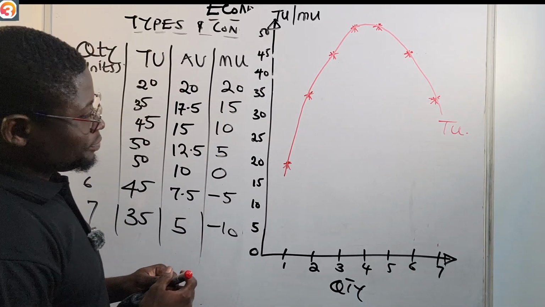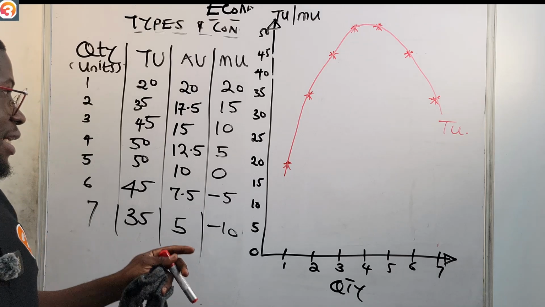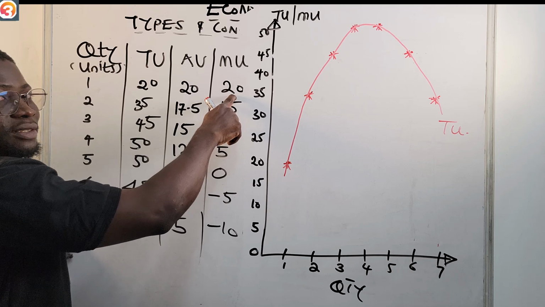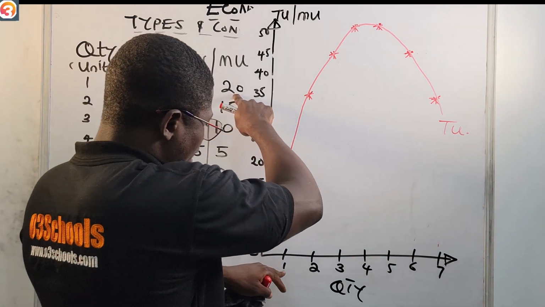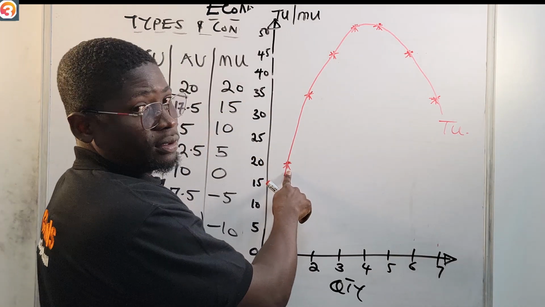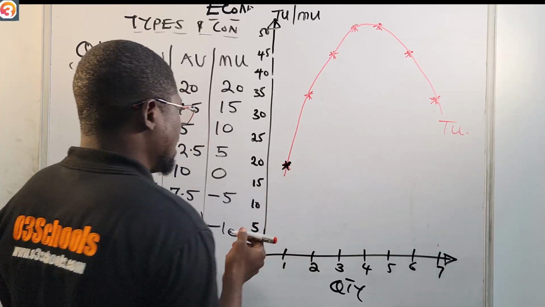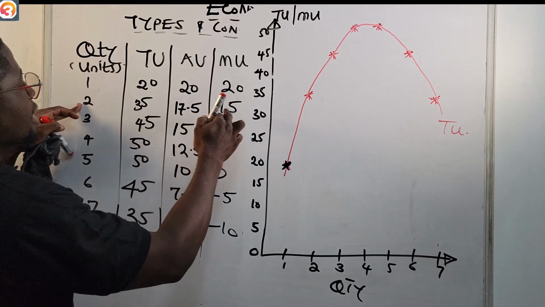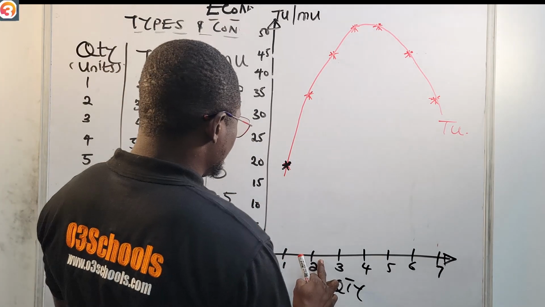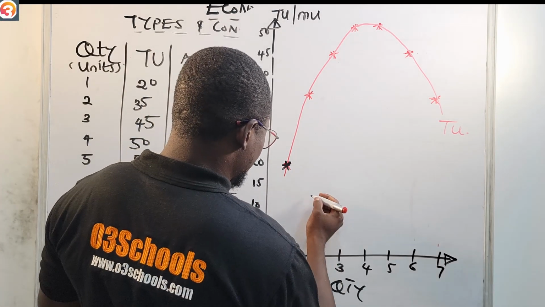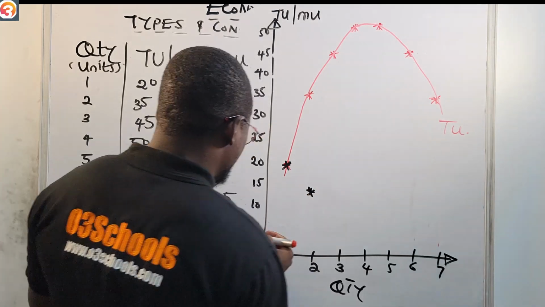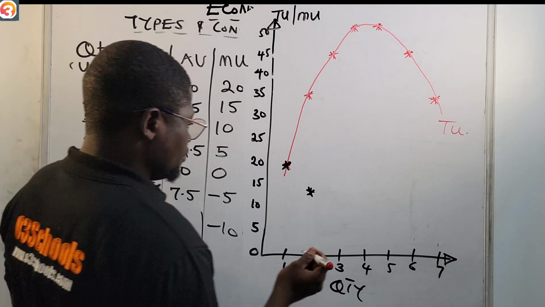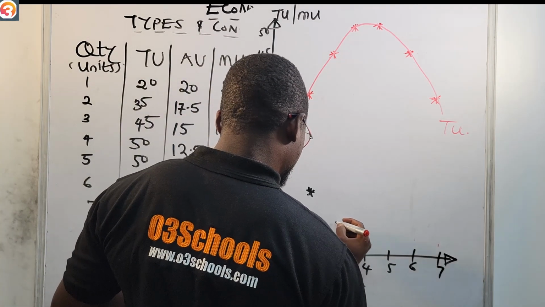Now let us draw for the marginal utility. When quantity was 1, marginal utility was 20, so the same point here. When quantity was 2, marginal utility came to 15, somewhere here. When quantity was 3, marginal utility was 10, somewhere here.